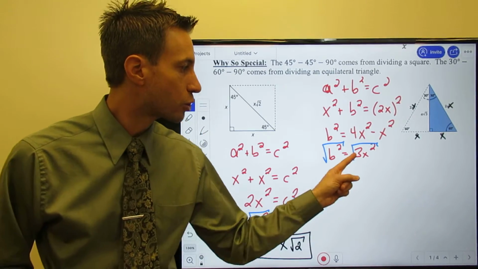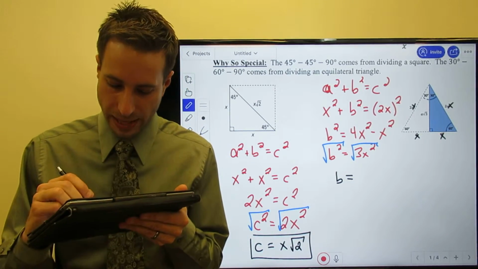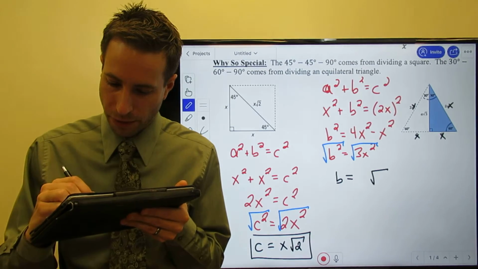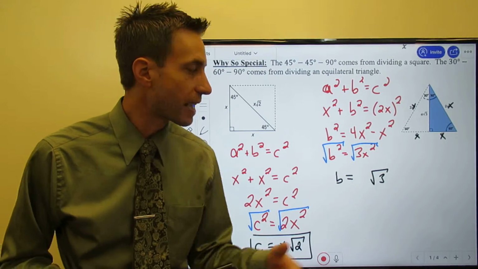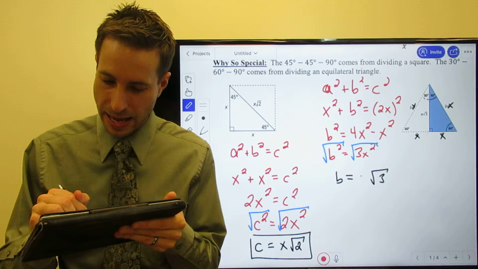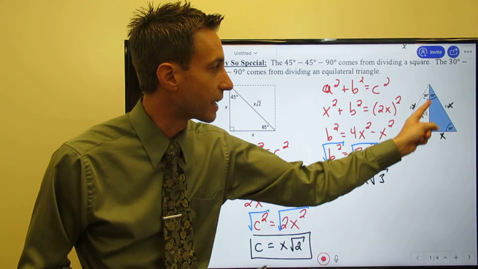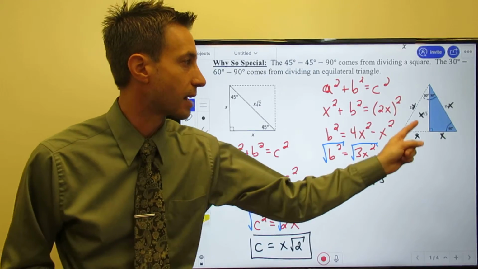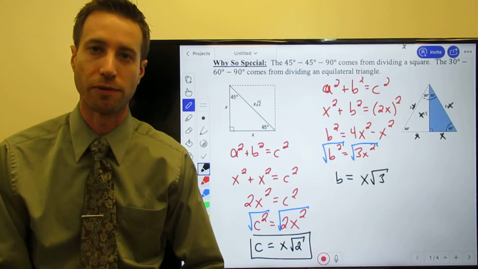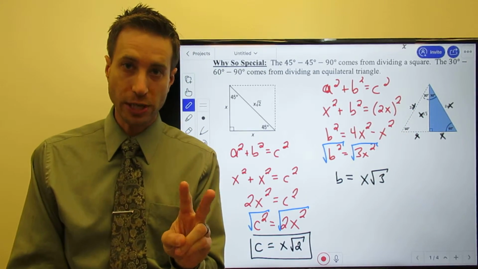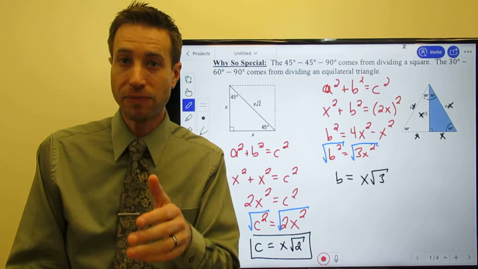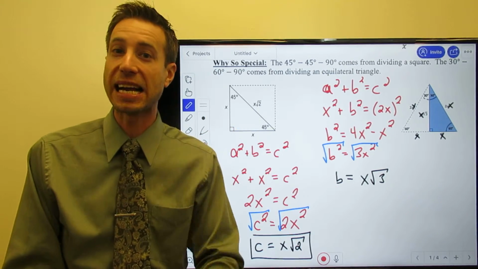And then here's what happens. Square root of 3. Well, there's nothing I can do with that. I'm just left with the square root of 3. But when I take the square root of an x squared, I'm left with an x. And look at that. That's exactly what we've got here for the length of this side. The ratio for the length of this side would be x times the square root of 3. So those are two special right triangles, 45, 45, 90, and then the 30, 60, 90 triangle.